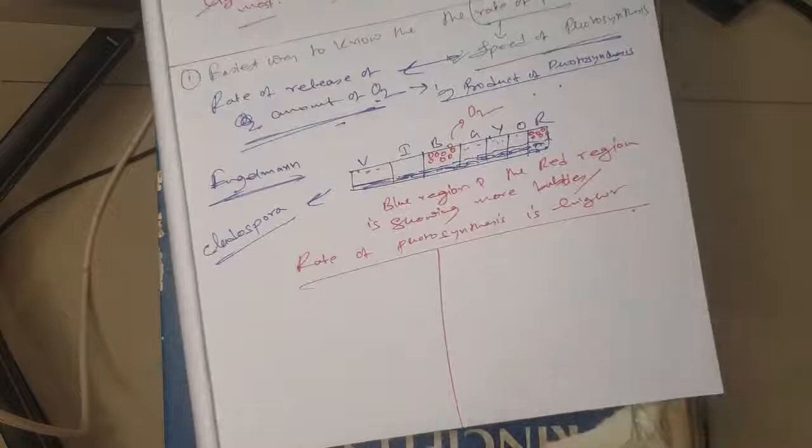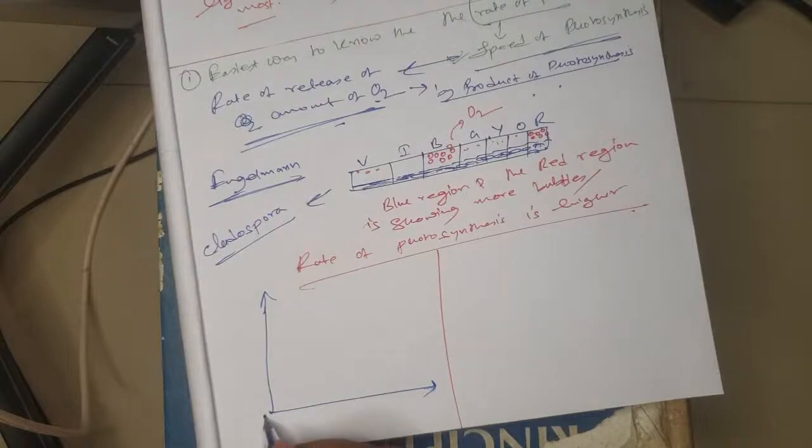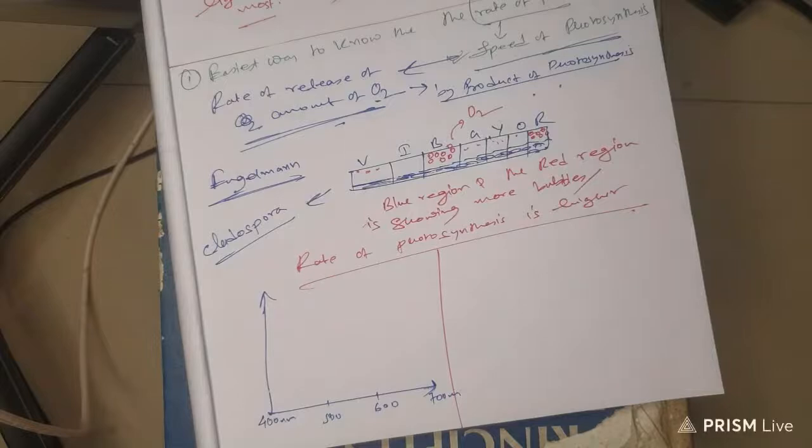Now listen to this. I will also make a graph, and I will expose all the colors from 400 nanometer to 700 nanometer. Let it be 500 nanometer, let it be 600 nanometer, and in between all the wavelengths are there: 401, 402, 403, 404, 502, 510, all are there in between. And I will try to plot the behavior of different chlorophyll pigments.